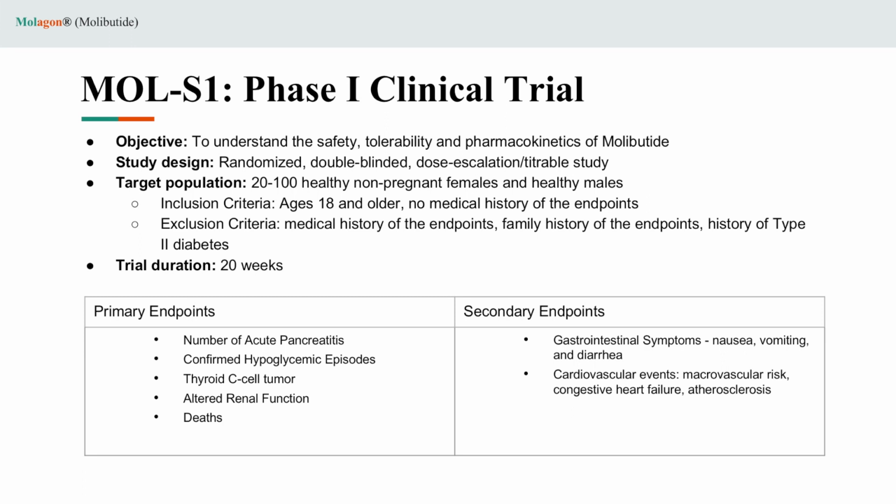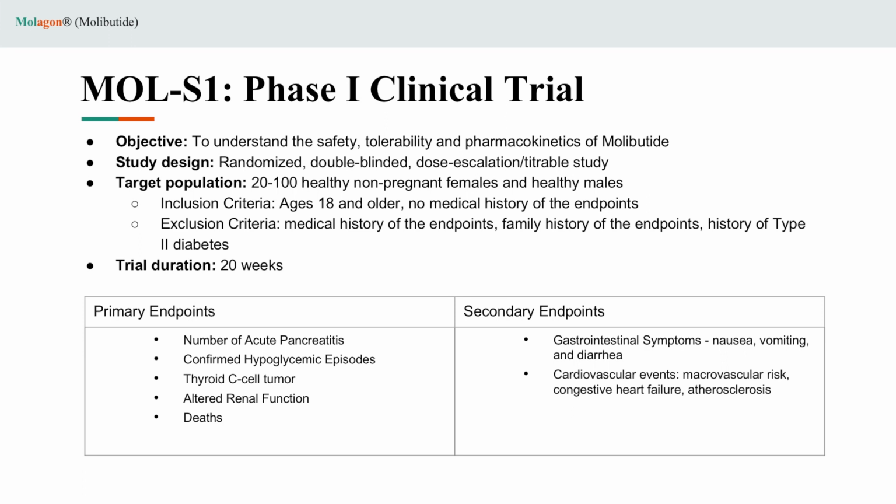This will be a randomized, parallel, double-blinded study where patients will receive molybutide with their doses escalated or adjusted weekly. Here, the target population will be around 20 to 100 healthy individuals, and the trial duration will be about 20 weeks. Here, the primary and secondary endpoints closely mirror the safety profiles of current anti-diabetic therapies, as we want to make sure molybutide does not have any significant adverse effects that will endanger the patient.